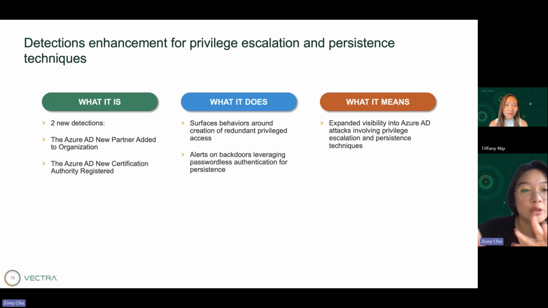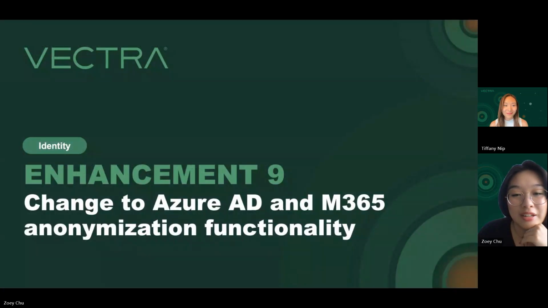So these two new detections will show up if they're alerted on in the Vectra AI platform, and users can click into the detection to investigate, right? Yeah, correct. Awesome.